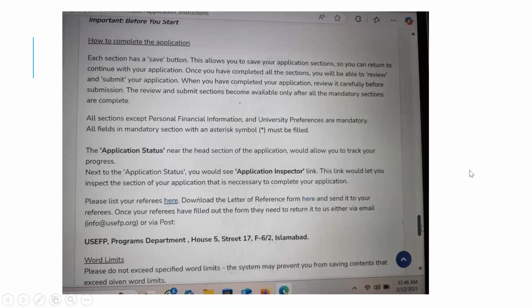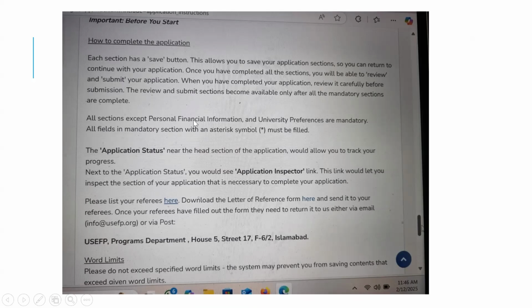All right. How to complete the application? Each section has a save button. This allows you to save your application sections so you can return to continue with your application. So for each section, you can save after you complete the section. And then once you have completed all sections, you will be able to review and submit your application. When you have completed your application, review it carefully before submission. The review and submit sections become available only after all the mandatory sections are complete. So if there is any incomplete section, you will not be able to review it.